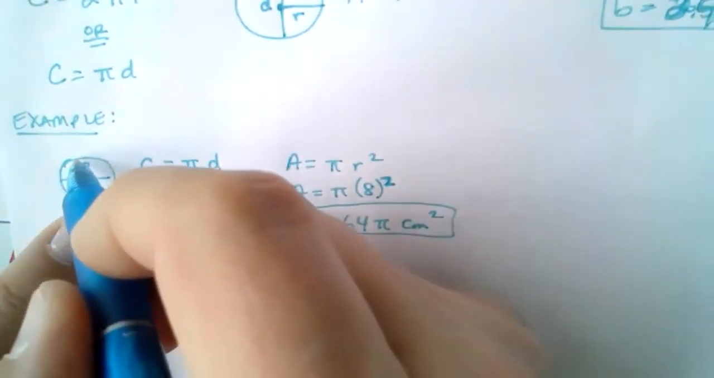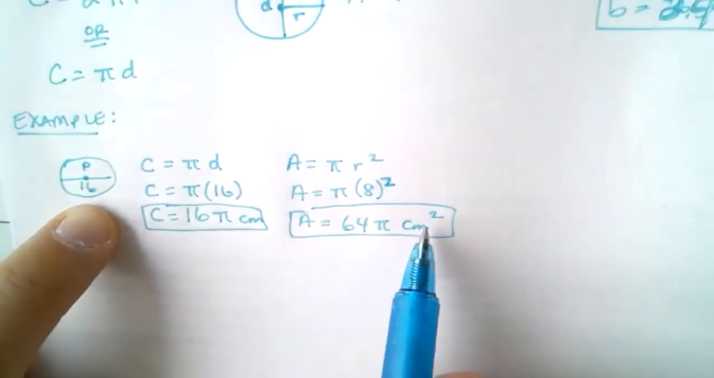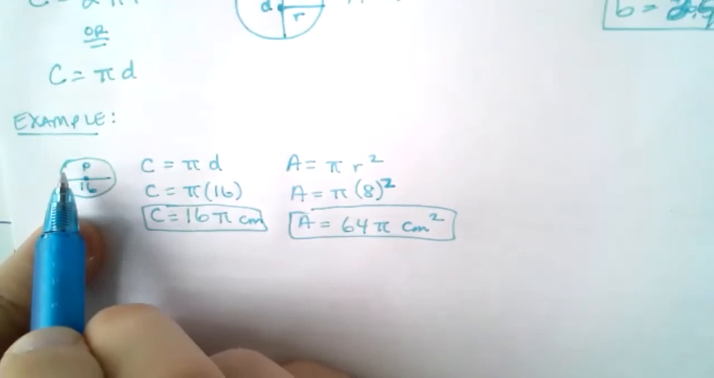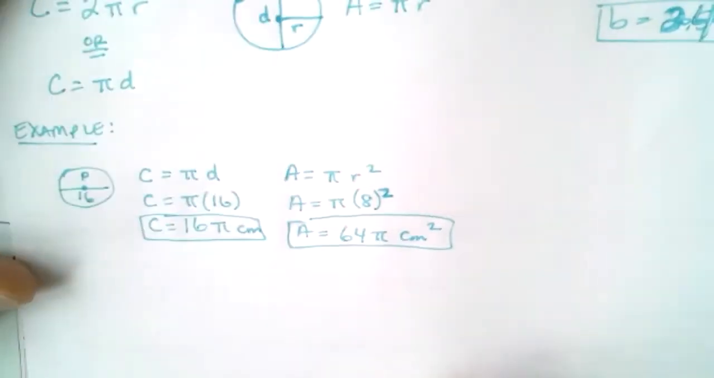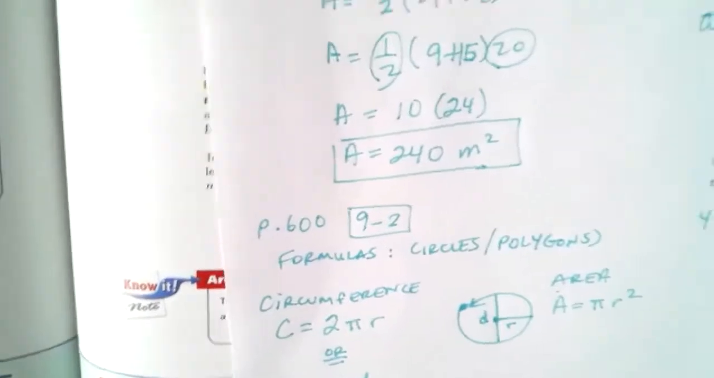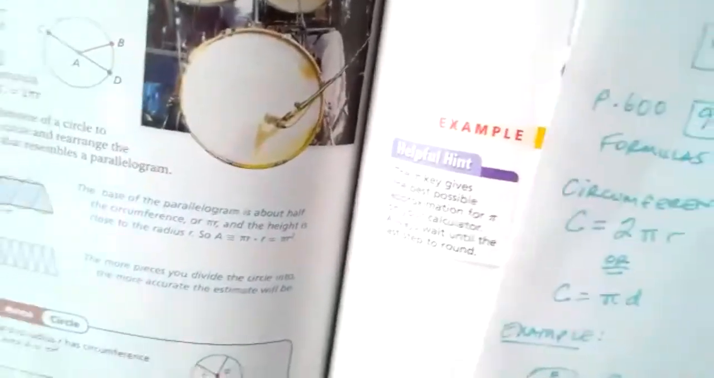So the distance around the circle is the circumference. That's how long this is. And then the number of squares inside the circle is 64 pi. Okay. All right, so let's move on to the next example. Now we've already figured out the circumference of that circle. So my notes look like this. Let's go ahead and make sure your notes look similar to mine.